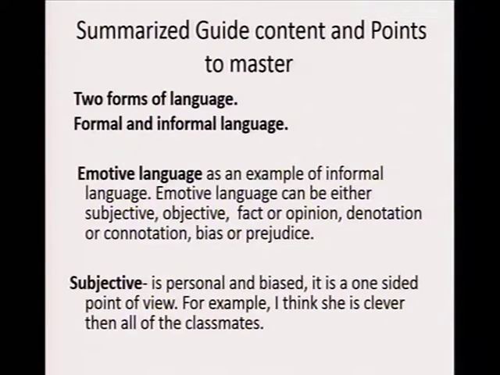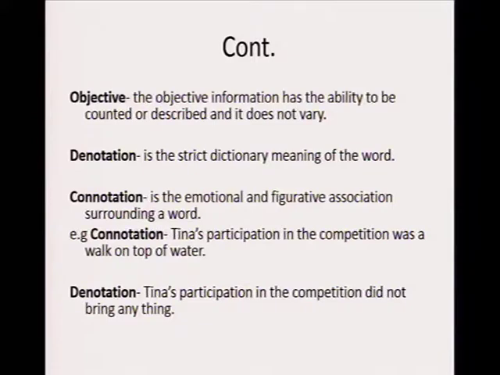Subjective. Subjective is personal and it's biased. It is a one-sided point of view, you can say a personal point of view. I gave an example here: the sentence, I think she's cleverer than all the classmates. This is just an individual point of view, that she thinks a certain learner in a class is cleverer than everybody. But this is not tested. You cannot prove it. It was just an individual idea. And this type of idea is what we call the subjective type of informal language, which is under emotive language.